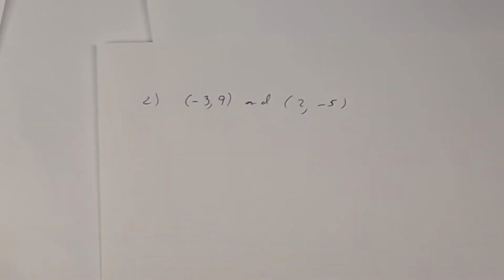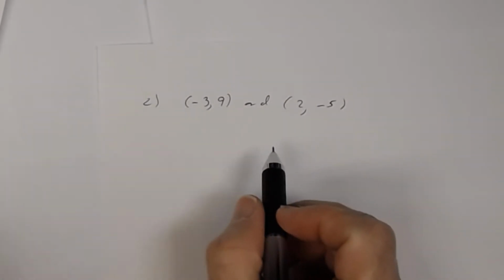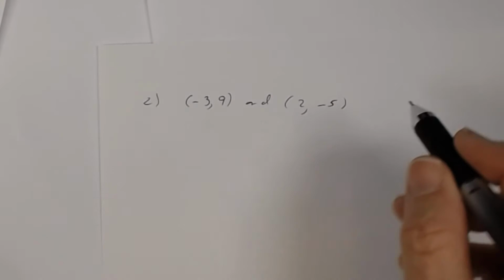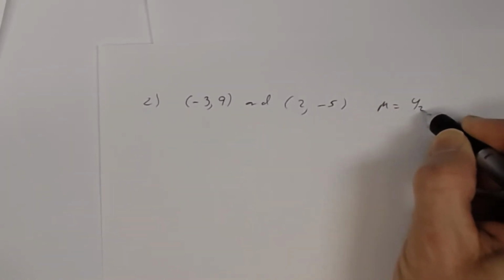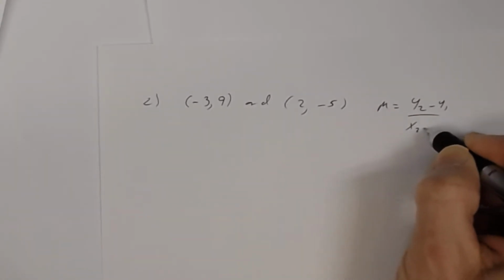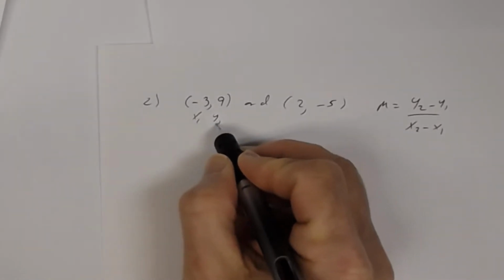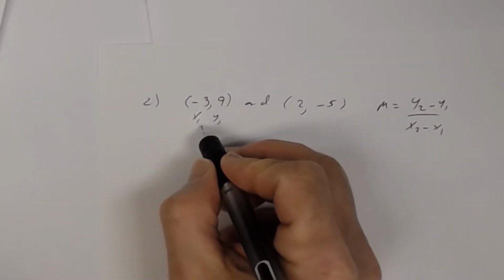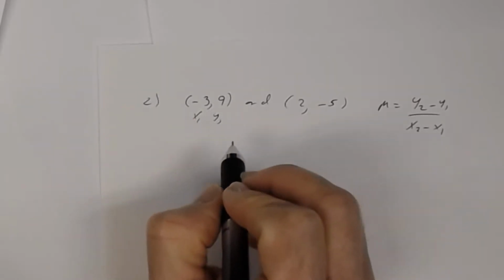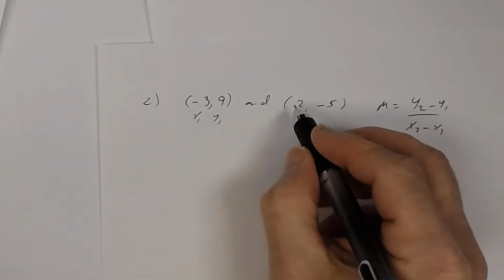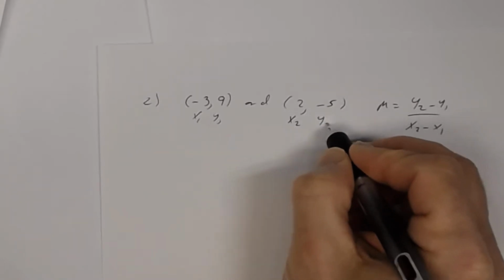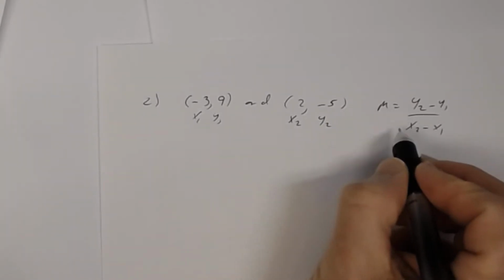And remember all I want to do is just find the slope. So if I just go ahead and use the slope formula, remember the slope formula is y2 minus y1 over x2 minus x1. And then let's go ahead and label this x1, y1. So here's my first point. So that's the x coordinate of my first point, the y coordinate of my first point. And then this will be the second point. So we'll call this x2, y2. And all you do is just substitute into this formula.